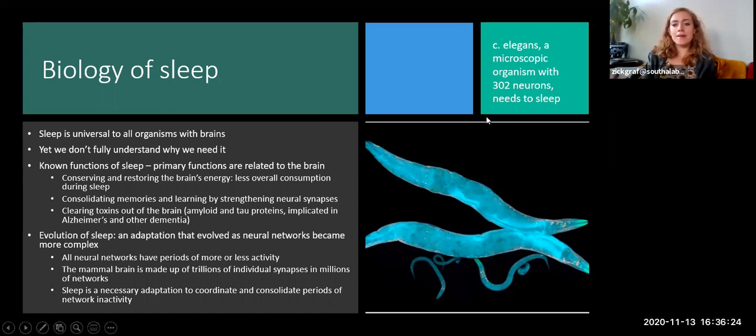This image is a microorganism called C. elegans. It's a kind of organism that scientists study a lot because it's really easy to explore its brain since it only has 302 neurons. But the takeaway is that even an organism this simple with this few neurons still needs to sleep.